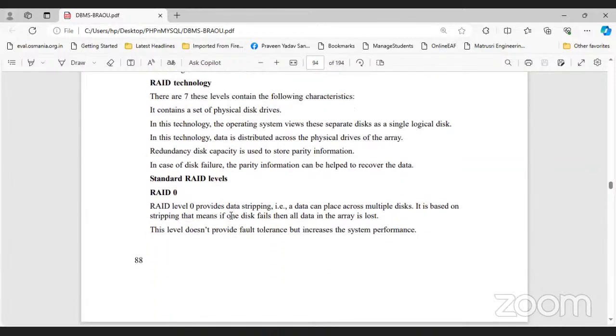The first is RAID 0 level. It provides data striping. That means the data is placed across multiple disks. Suppose you are grouping 3 disks into one group, then your data can be placed on the 3 disks, based on striping. That means if one disk fails, then all data is lost. Suppose one disk has failed, then you lose your data.